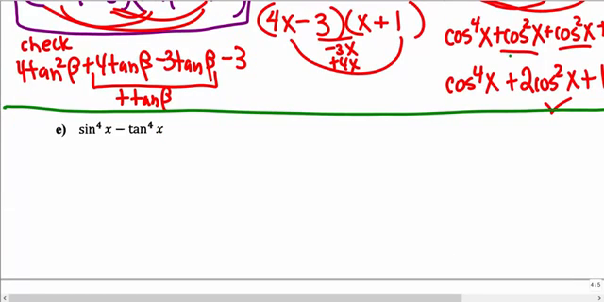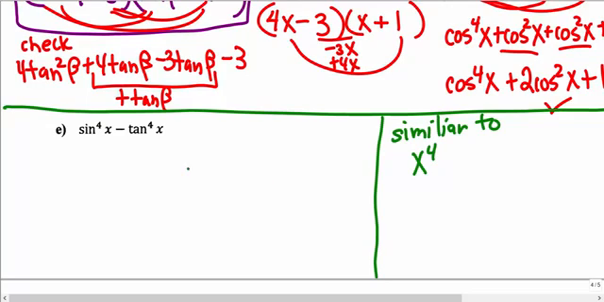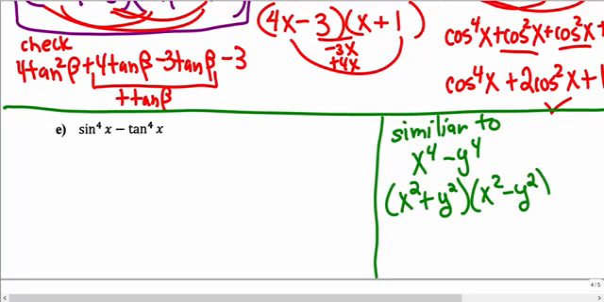Now we wish to factor sine raised to the 4th power of x minus tangent raised to the 4th power of x. If we think back to algebra, this would be similar to, and we're going to replace, let's think about sine as a variable like x to the 4th, and tangent as a different variable, let's say y to the 4th. This would be a difference of squares, and we could factor this as conjugates, x squared plus y squared, x squared minus y squared.